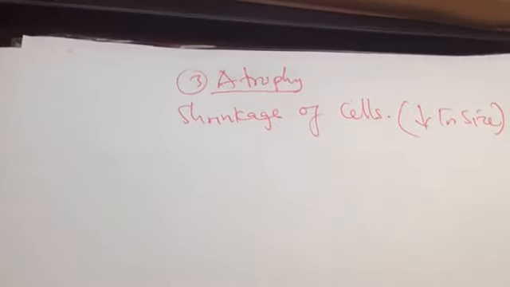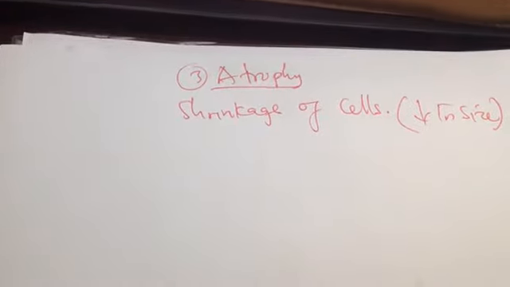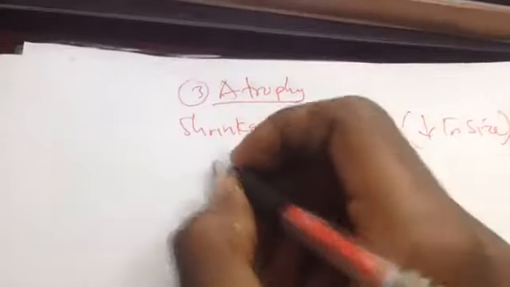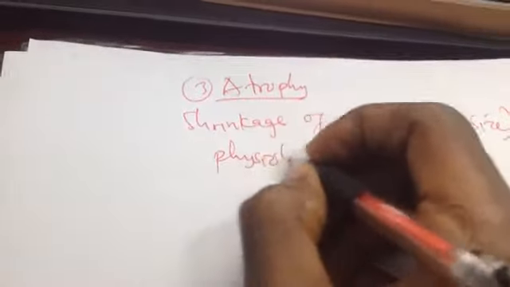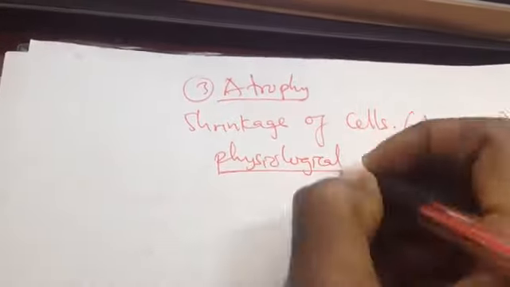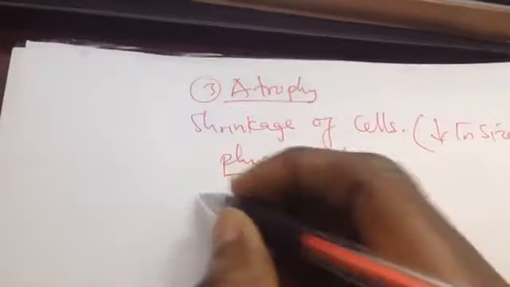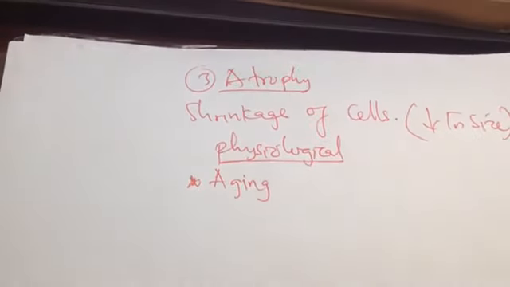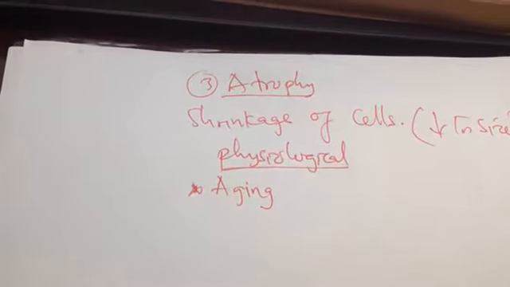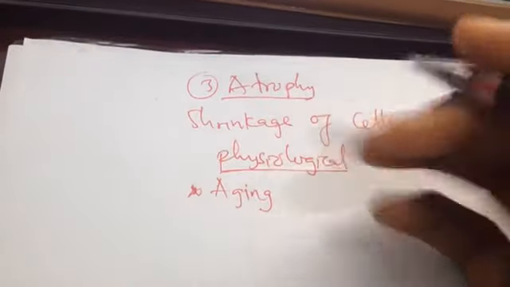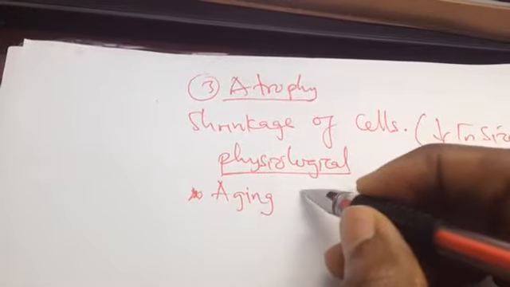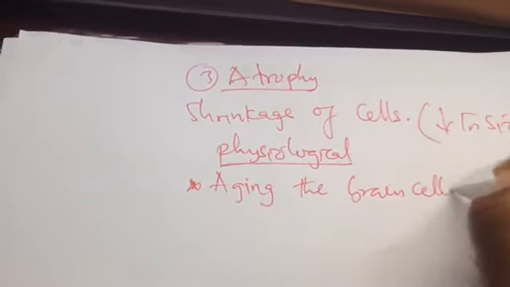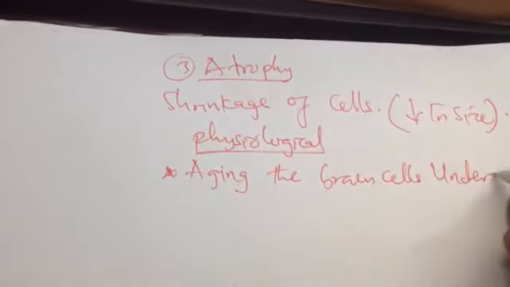And this atrophy occurs due to different pathologies, and it may also occur physiologically. This is physiological atrophy. Physiological atrophy can occur in the aged, due to aging. In aged people, for example around 70, 80 years, due to aging, the brain cells undergo atrophy.